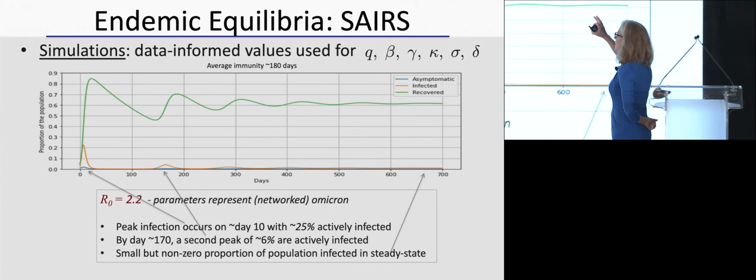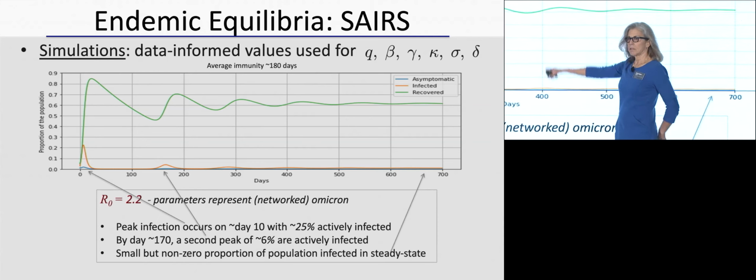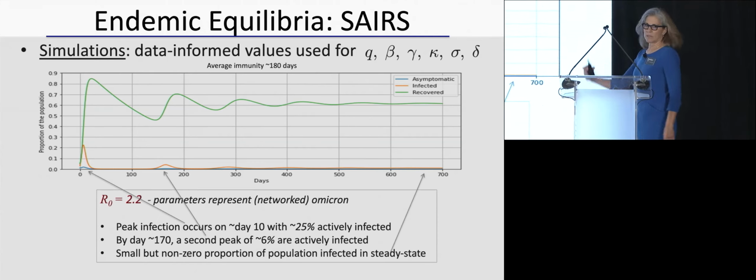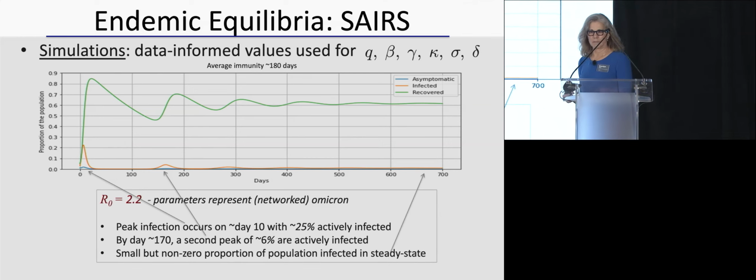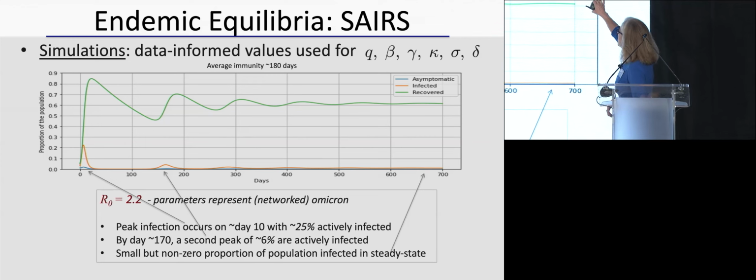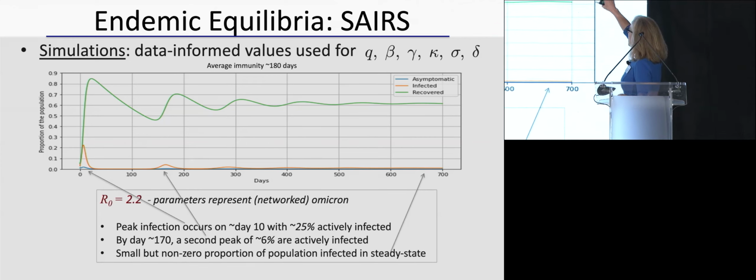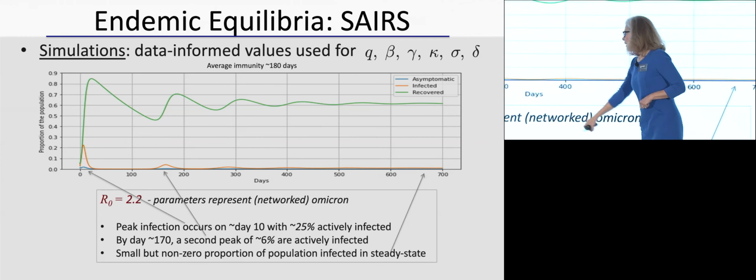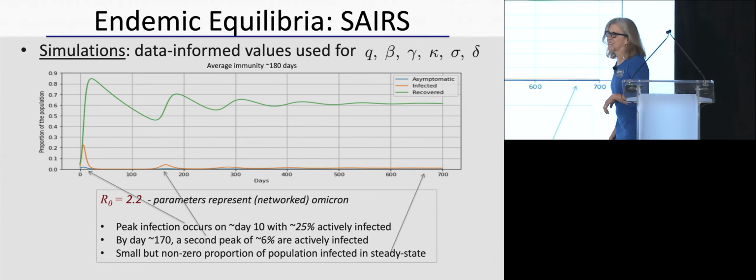If we assume that immunity lasts about 6 months, and so this is, I think, what people are starting to think about the COVID strain so far. And we recomputed some of our parameter estimates and used some literature to use parameters from more recent data, so probably Omicron.